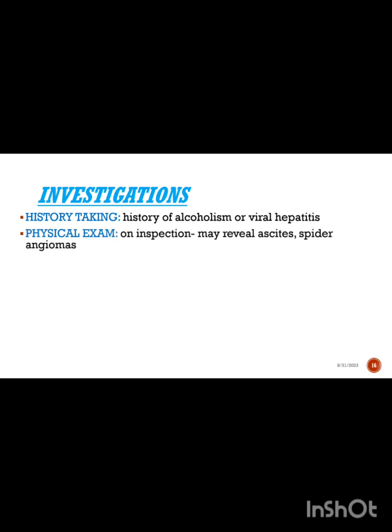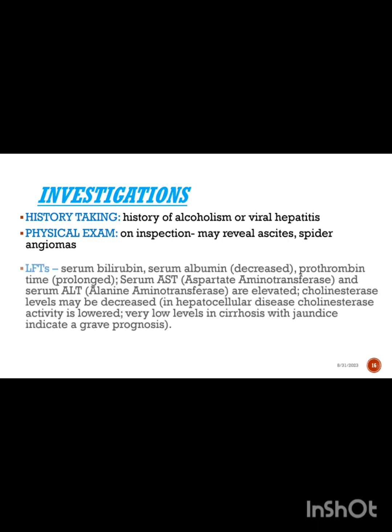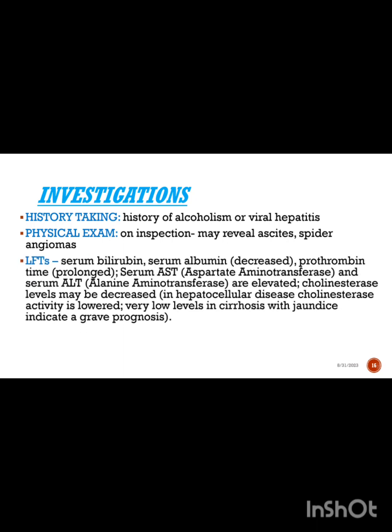So now, what are the investigations that you're going to do? You take your history of alcoholism and maybe viral hepatitis, or maybe prolonged use of drugs such as paracetamol. Physical examination, you see some signs and symptoms, spider angiomas, maybe the caput medusae and all that. Then liver function tests, you see the albumin will be decreased, prothrombin time will be prolonged, and all those.